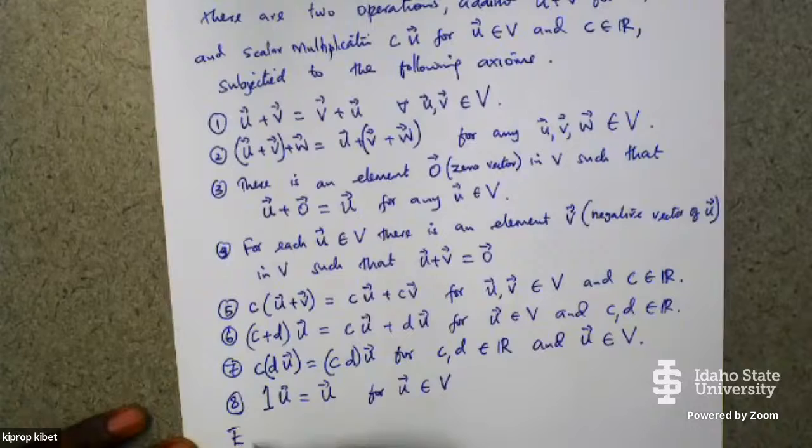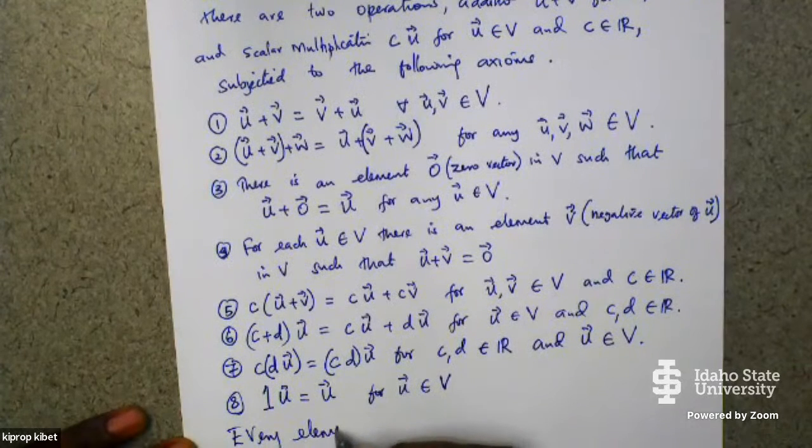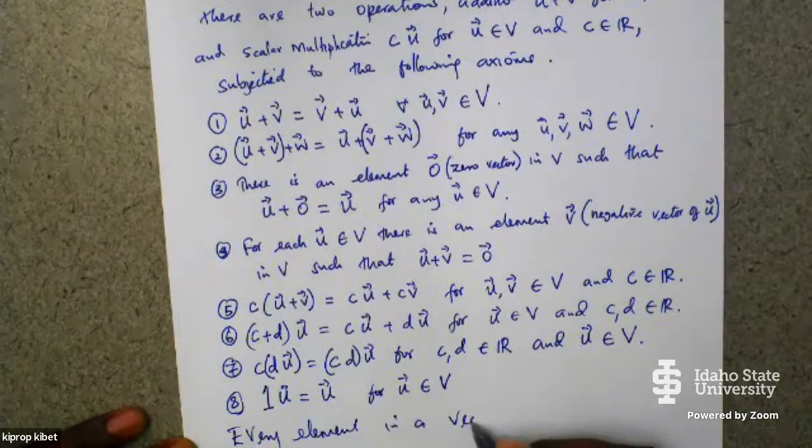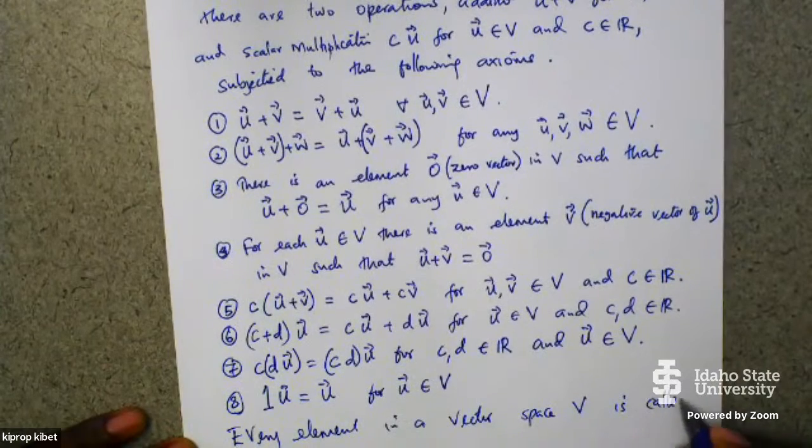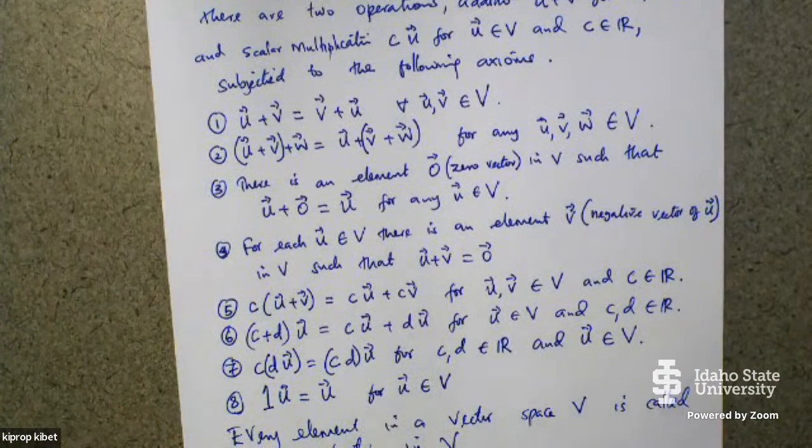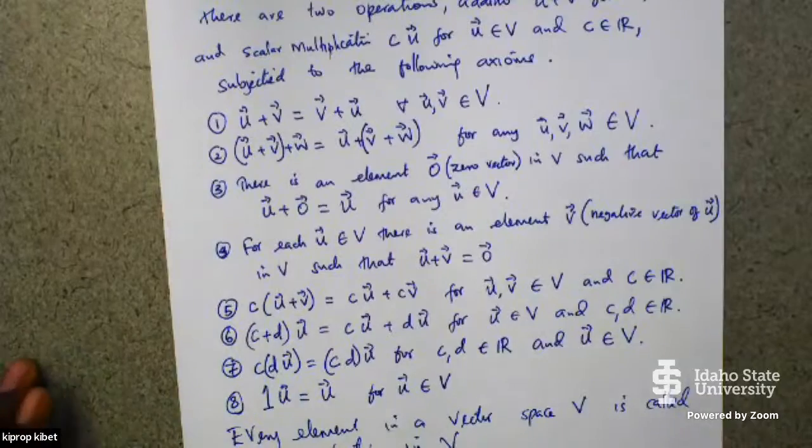Every element in a vector space V is called a vector in V. So let's do some remarks here. We have 3 remarks.